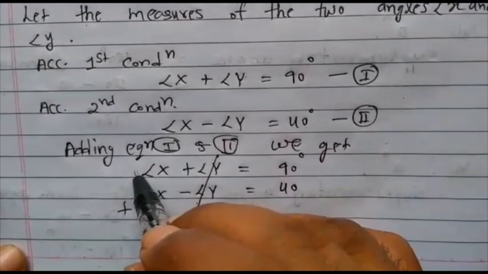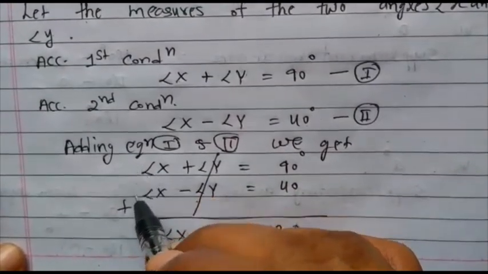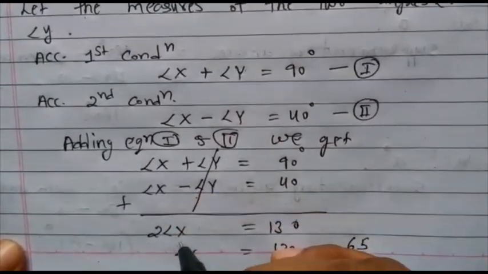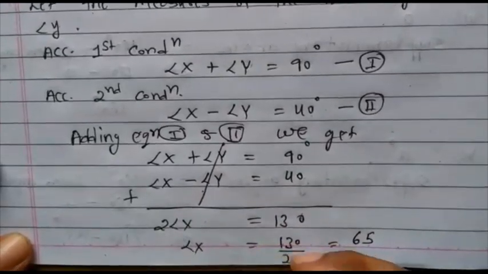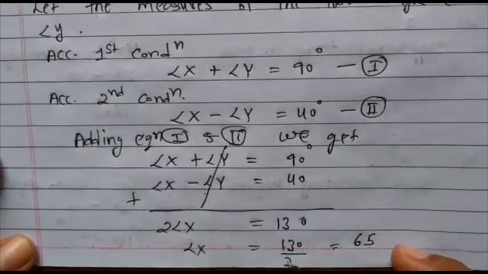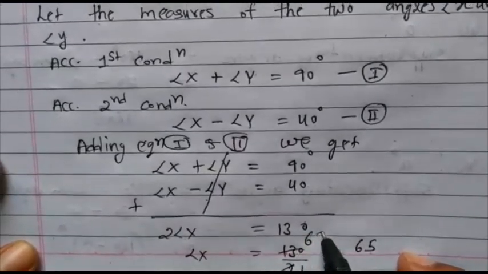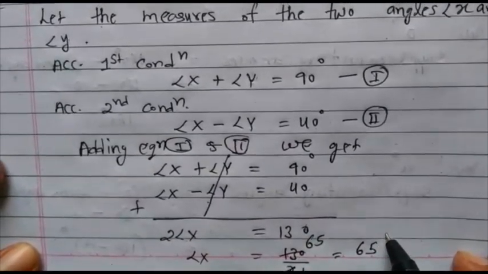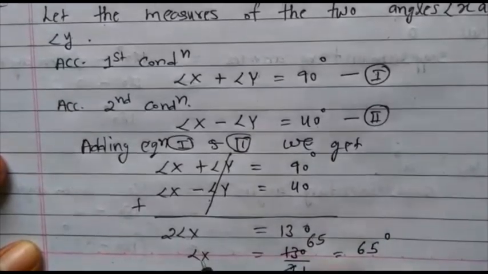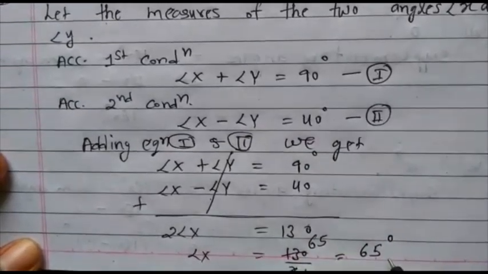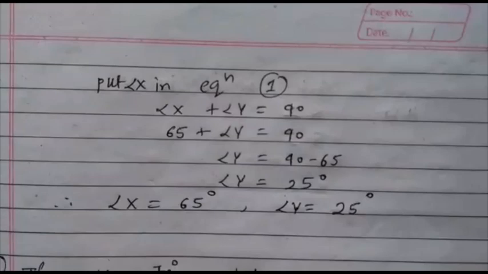Now here is a 1, here is also 1, 1 plus 1 is 2 of angle X. The 2 is a multiplication; take this side, and it becomes division. So cancel out, 2 ones are 2, 2 sixes are 12, 1 comes here, 2 fives are 10, that means 65 degrees. So what we got? Angle X is 65 degrees.